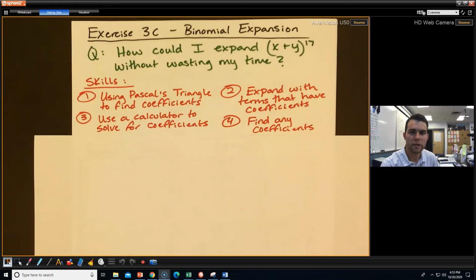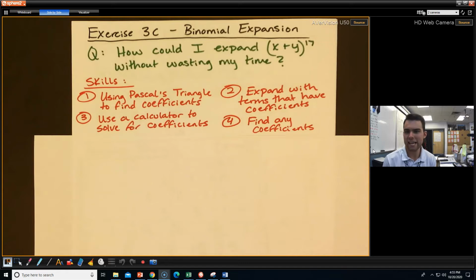It's Mr. Knight, and we are here at the final topic for sequences. We've looked at arithmetic progressions, which deals with adding and subtracting, geometric, which deals with multiplying and dividing, and finally, exercise 3C, which is binomial expansion. Something we've kind of already seen a little bit.